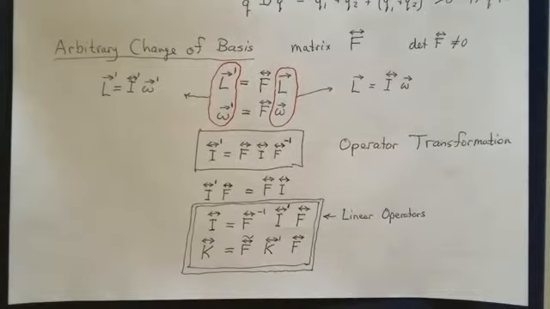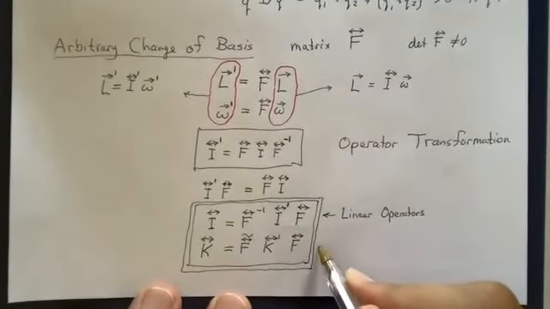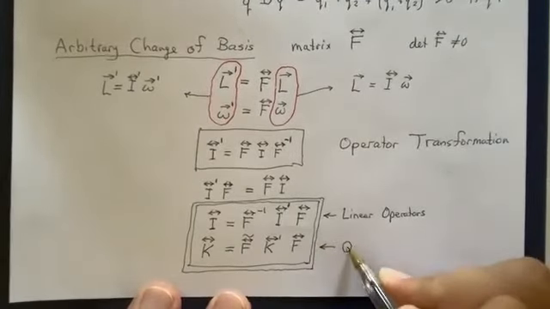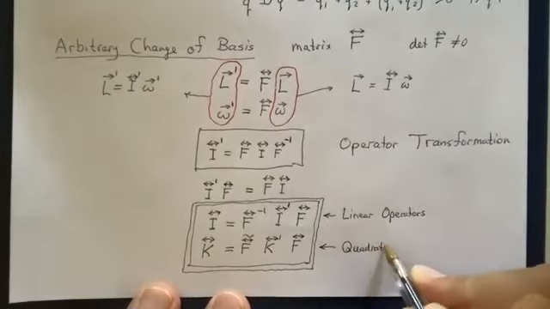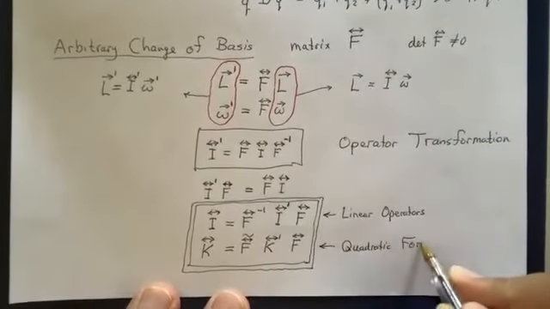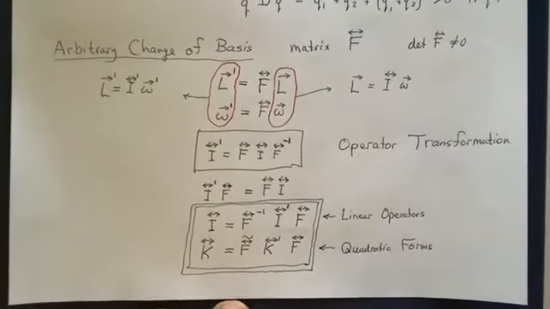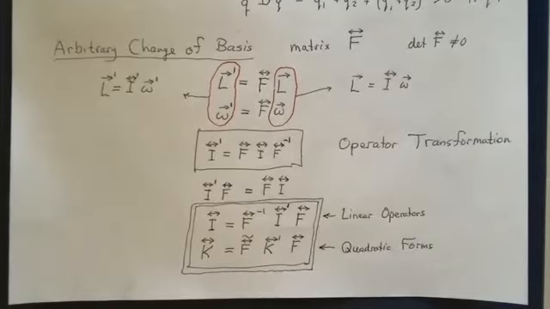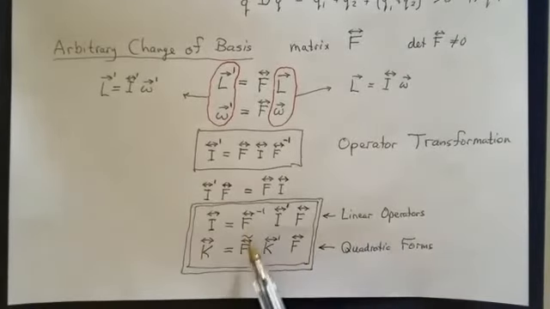If you're talking about a quadratic form, which is what we're doing in chapter 11, then you have this form. Notice here it's the transpose. Remember we used the tilde for transpose. So this is the transpose of F, here's the primed matrix, and here's F. And here it's the inverse. So in general those are different. In general the transpose is not the same as the inverse.